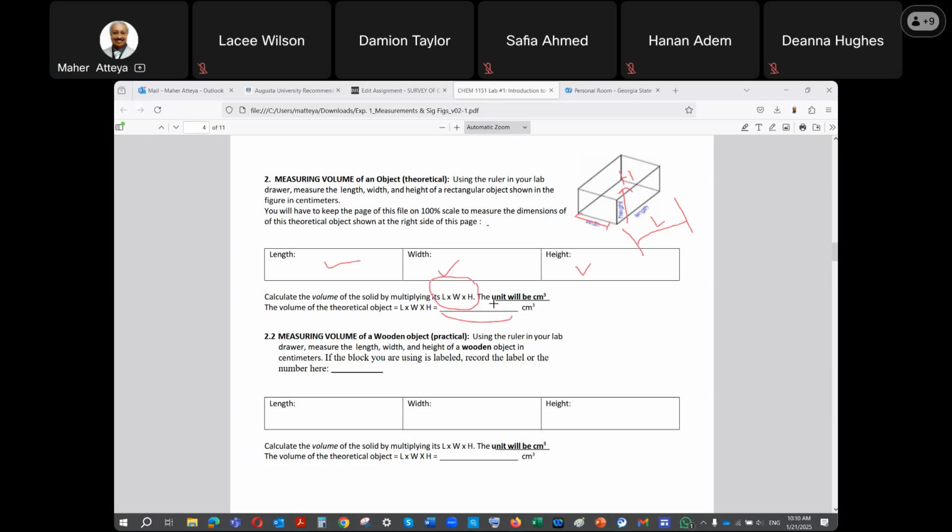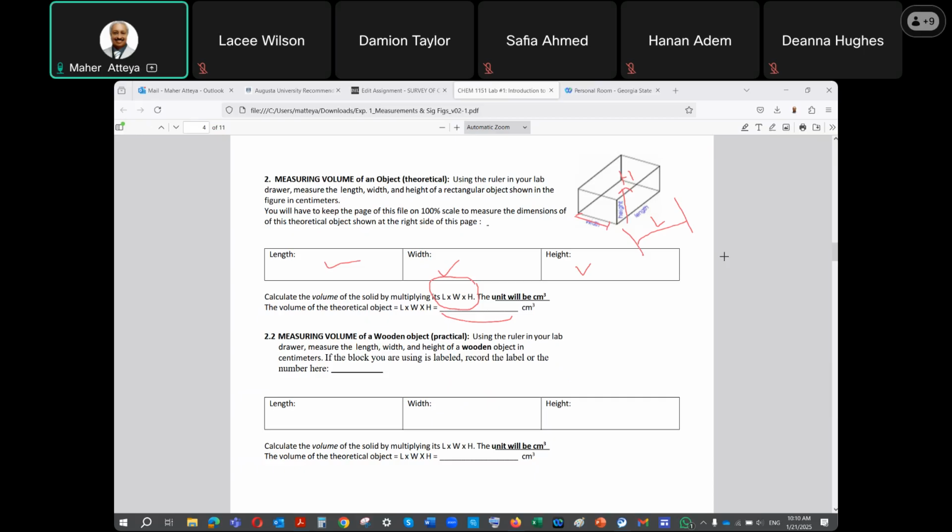Volume of this rectangular object. Now, you have to... We don't have any numbers for that. You have to measure it using a ruler. Come up with your own ruler and then measure all those.